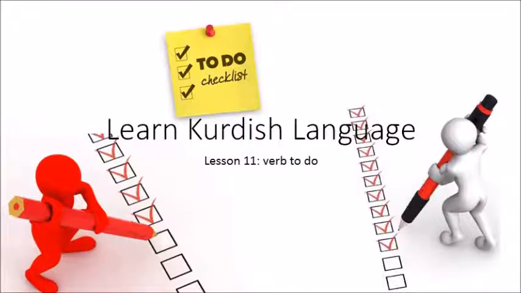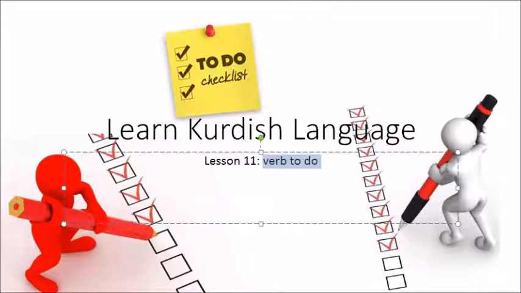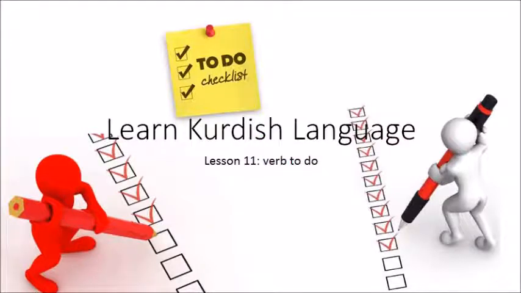and conjugations. Okay, the verb to do in Kurdish is a very important verb, because with the verb to do you can create many verbs, and it's a very important verb in Kurdish. And you will know that in a minute.